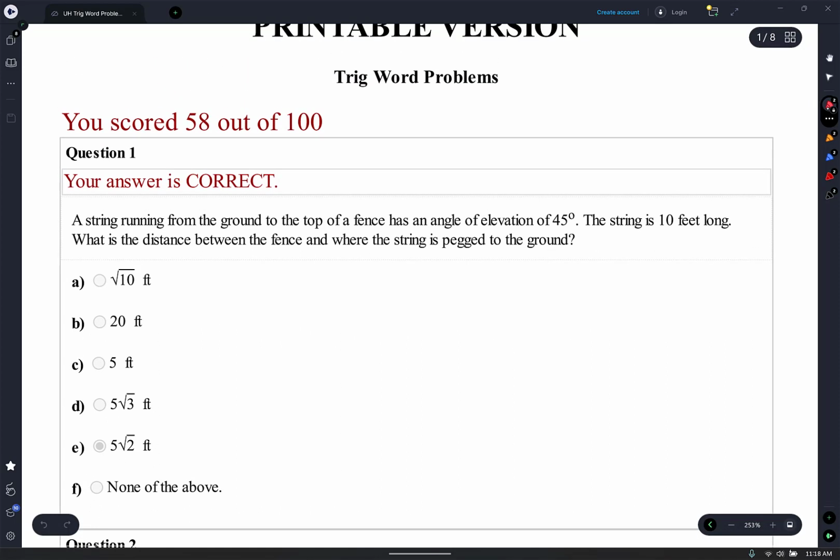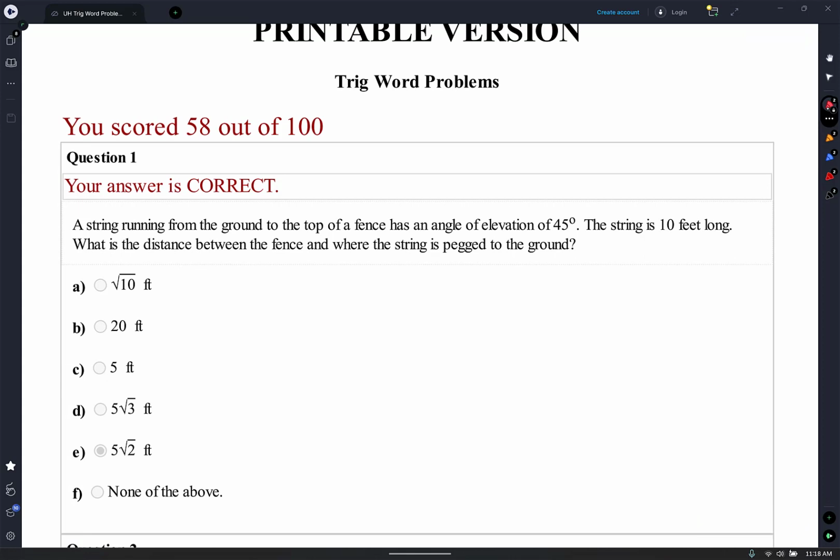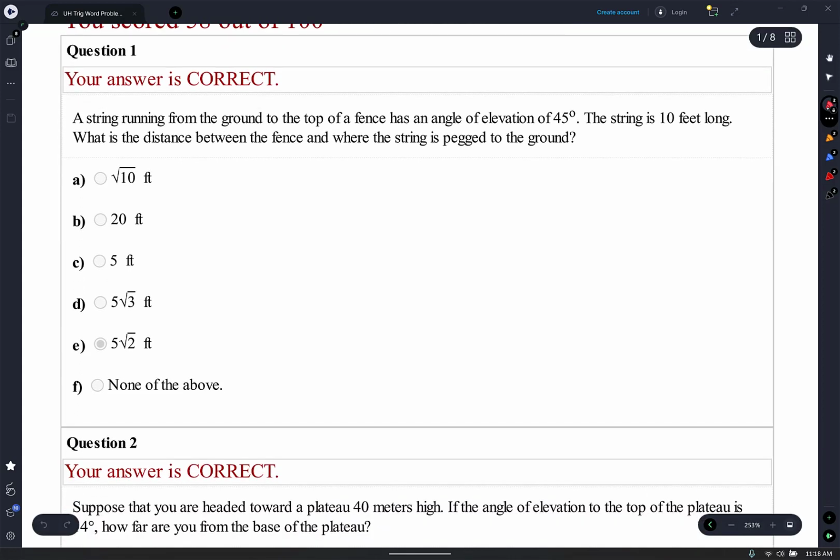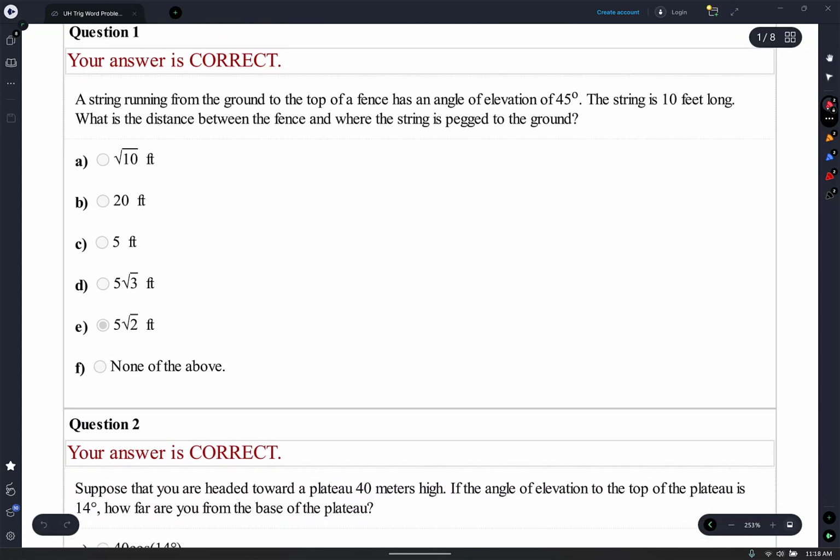For those of you that need a video for trig word problems, it's actually pretty simple. You actually know a lot of this, so I think you should have faith in yourself and tackle it. But here we go. A string running from the ground to the top of the fence has an angle of elevation of 45 degrees. So angle of elevation just means from the stick to the top of the fence, that's the angle of elevation, of course, with respect to the ground, right?